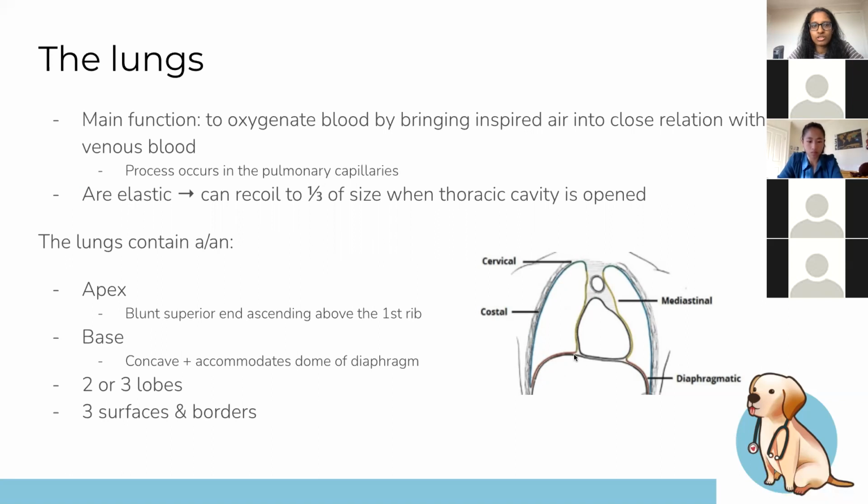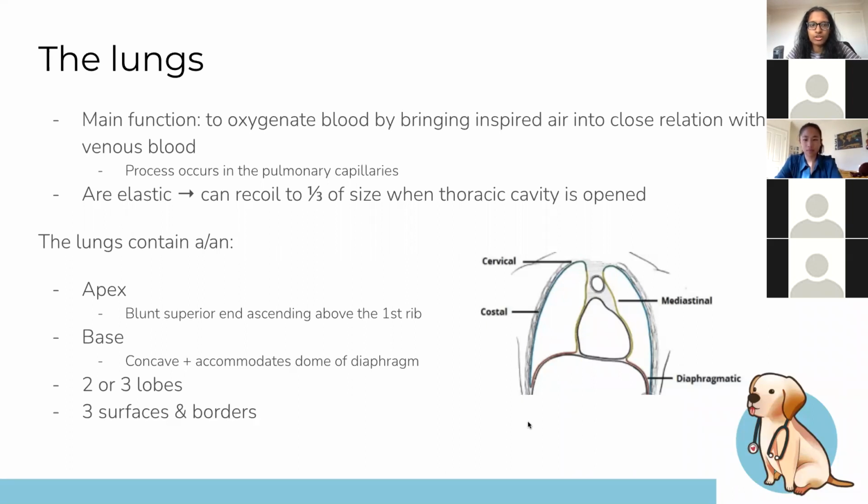You've also got the base, which is at the bottom, and it's a concave structure. It's opposite the apex, and it's there to accommodate the dome of the diaphragm. So this is the diaphragm over there, and you've got this concave structure that accommodates it. This is really important because in a pleural effusion, which is when you get a buildup of fluid around the lungs, this is where fluid is going to go. It's going to go all the way to the base. So when you see a chest x-ray, you're going to see the fluid around there. And that's why we get blunting of the costodiaphragmatic angle, which you may have talked about last year.